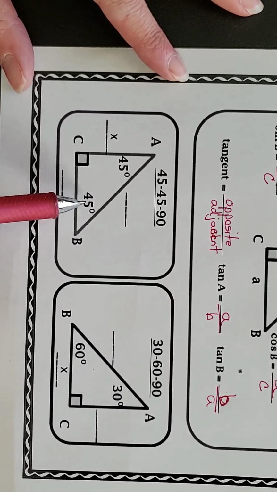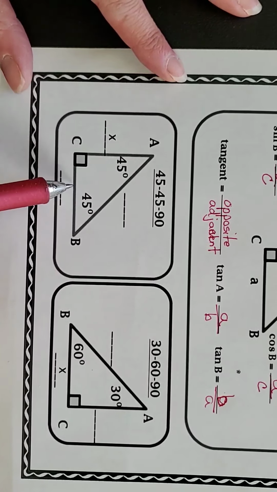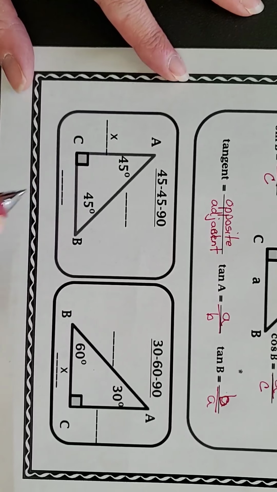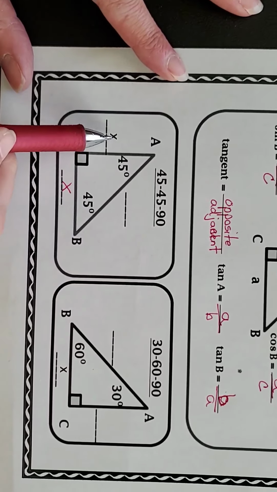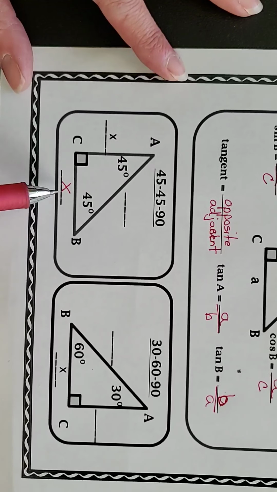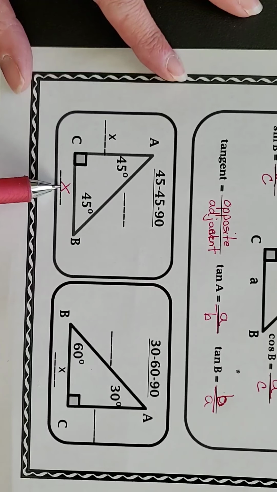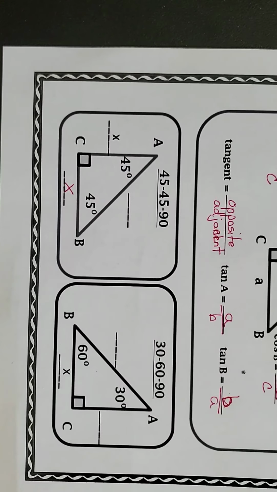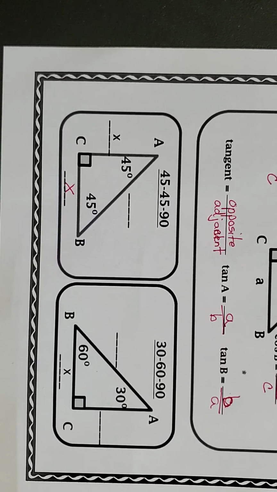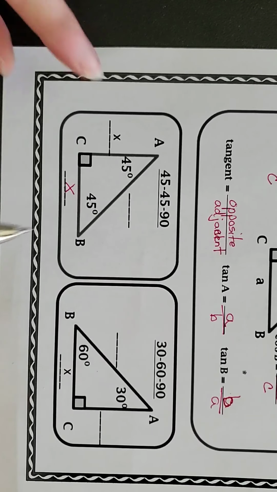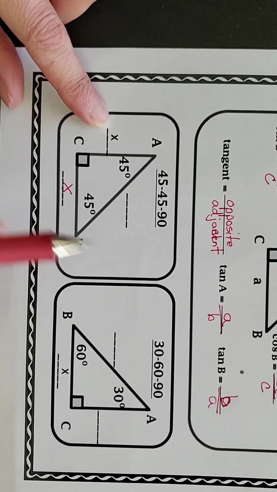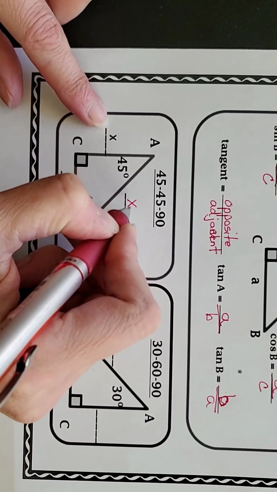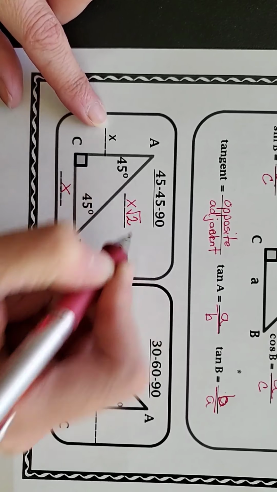In any isosceles triangle, we know that the sides opposite the same angles are also the same. So if this side is length x, this one is also length x because their opposite angles are congruent. And then that hypotenuse, you could go ahead and do the Pythagorean theorem. That's actually how this special right triangle is derived. If you have x, this becomes x times the square root of 2.